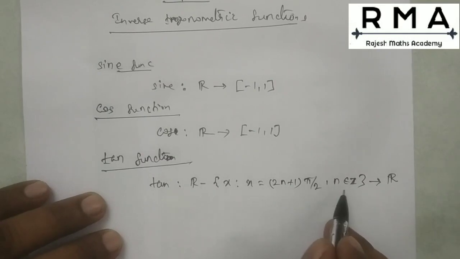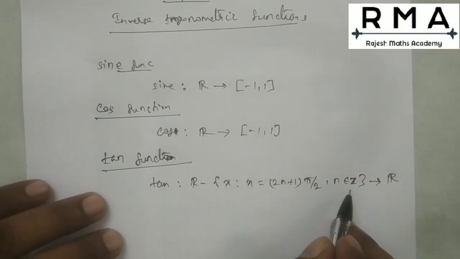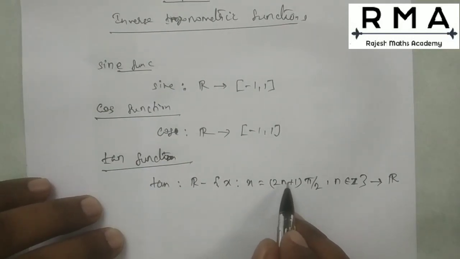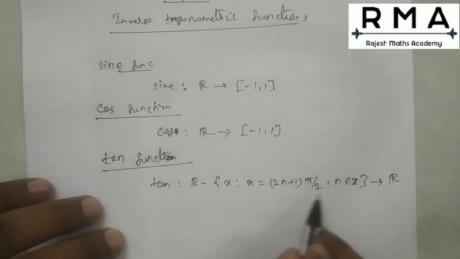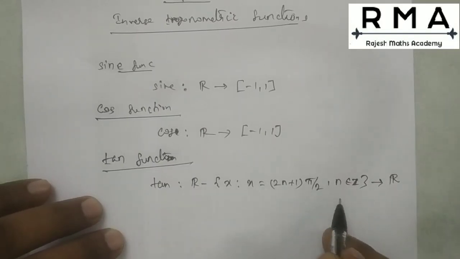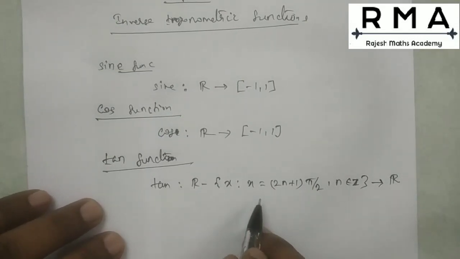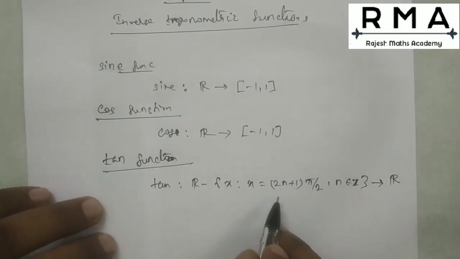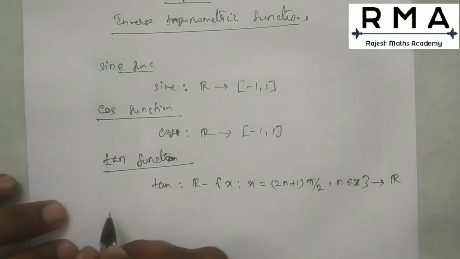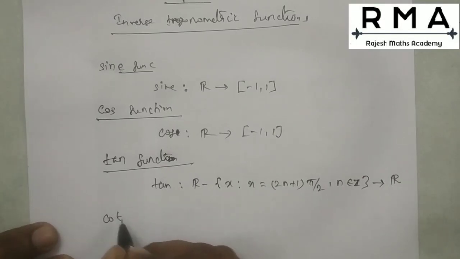Clear? If you take integer n equal to 0, pi by 2 will come, excluded; n equal to 1 gives 3 pi by 2; n equal to 2 gives 5 pi by 2. Similarly taking negative integers, minus 1 gives minus pi by 2, minus 2 gives minus 3 pi by 2, like that. Sine, cos, tan are over. Next we are taking the cosecant function.